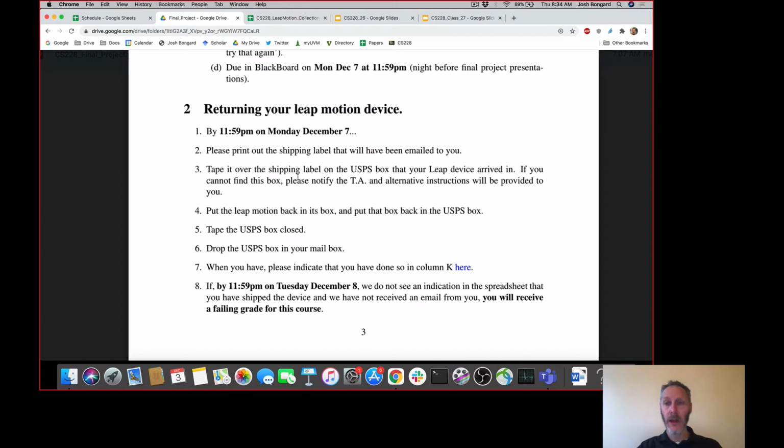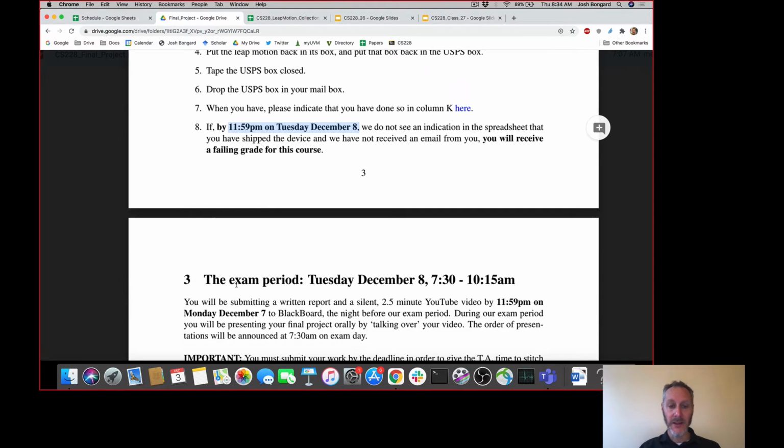Okay. Any questions about returning the Leap Motion box? If you don't have the box, you don't have the Leap Motion, you don't have to ask about it now. Make sure you email us by Monday. I'm sorry. Please indicate you've mailed it back, or email us that you're not able to mail it back by midnight on Tuesday. I'm sorry. Okay. I hope that's very clear. Thank you.